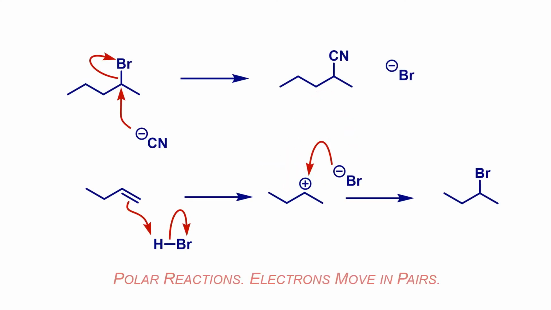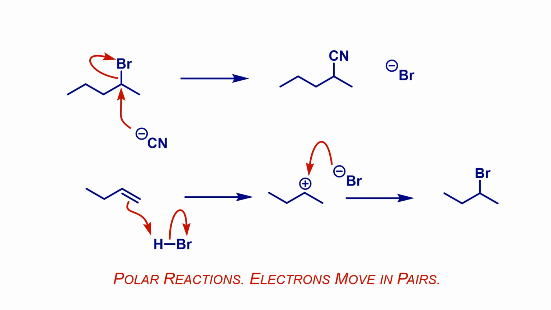Reactions in which pairs of electrons move together in this sort of a way are called polar reactions. Polar reactions involve nucleophiles and electrophiles combining, electron pairs being shared and redistributed, bonds breaking by heterolysis with one partner getting both electrons, the other partner none.